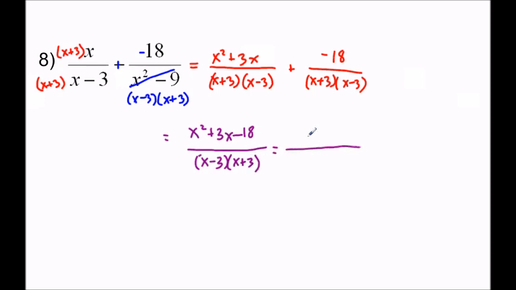Looks like it's factorable here. Looking for numbers that add up to 3 and multiply to be negative 18. Thinking about 3 and 6. We'll make the 6 positive, 3 negative. And of course, we do have that common factor there. Our answer is right here.